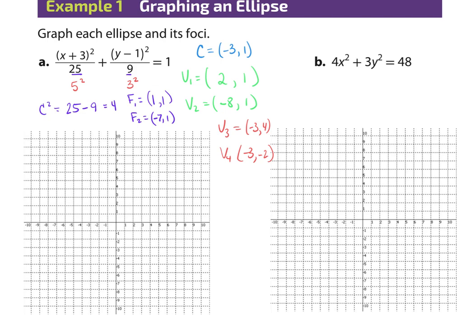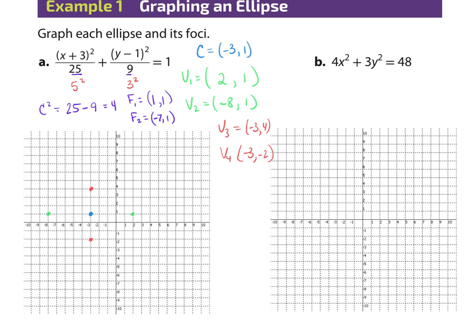So really I have all the pieces that I need to sketch this ellipse, all right? I'm going to start at my center. My center is -3, 1. All right? My major vertices happen at 2, 1 and at -8, 1. My minor happen at -3, 4 and -3, -2. And you can see that we're starting to form what will look like an oval, right?